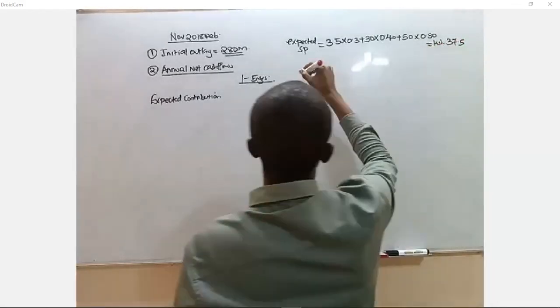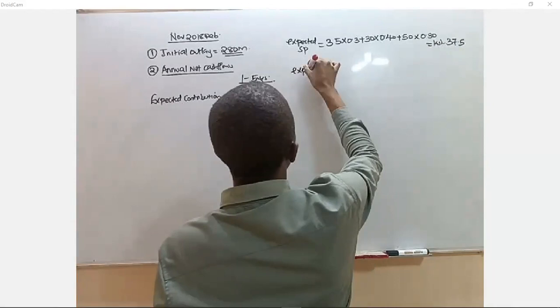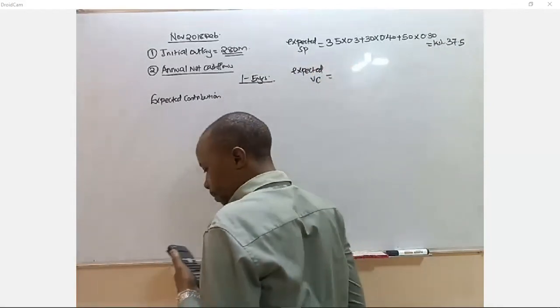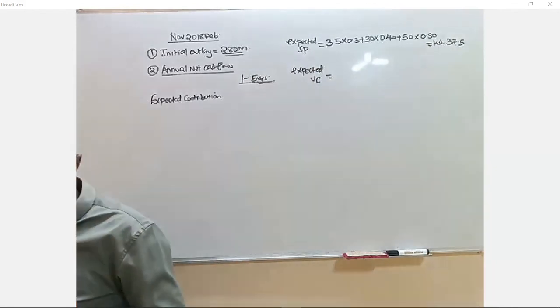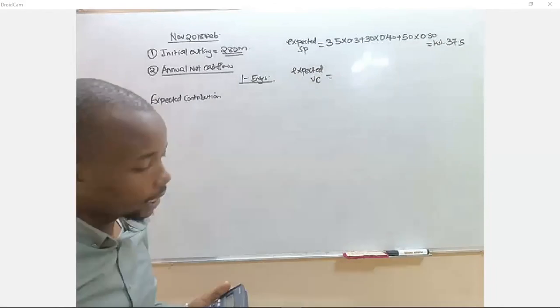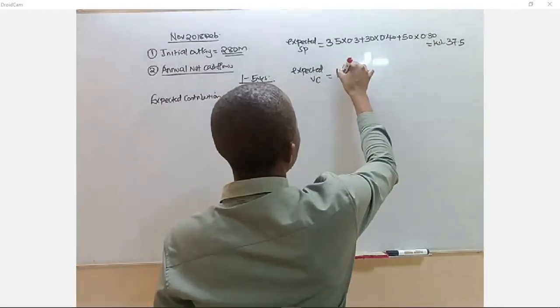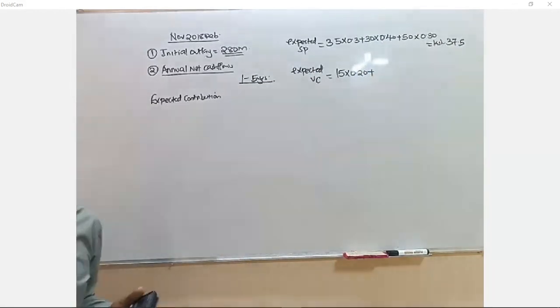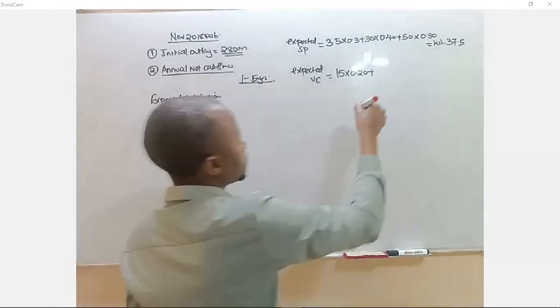Let me look at the expected variable costs, and I'm going to do the same, right? The expected variable costs. Now, in this case, the variable cost will be 15 times 0.20 plus, right? We have 10 times 0.50.